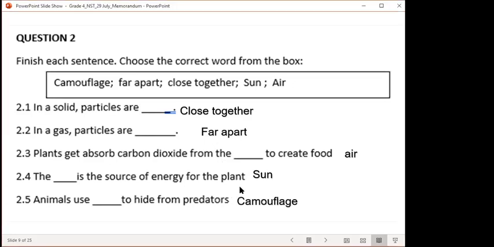So guys, another thing that you could have used here, if you are done with adding the word for question 2.1, for example, in a solid, particles are close together, then you go back to your box here and you cross it out. Then you're only left with 4 options. When you get to question 2.2, you answer far apart, you cross it out, and then you're left with 3 options for the remaining questions. In that way, it makes it much easier for you to go through the next questions with limited options.